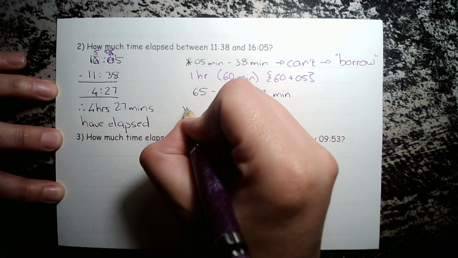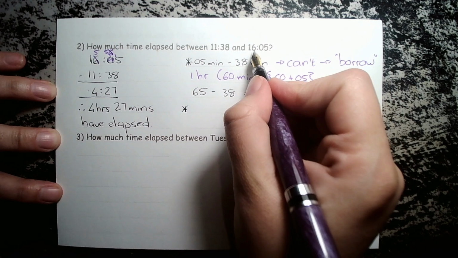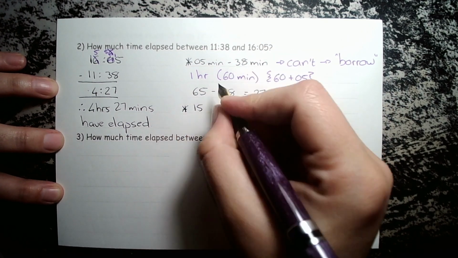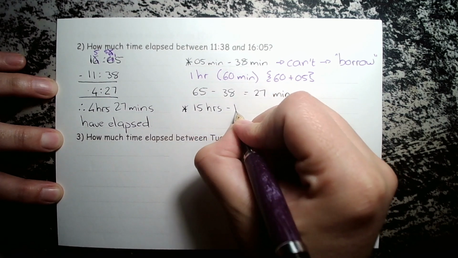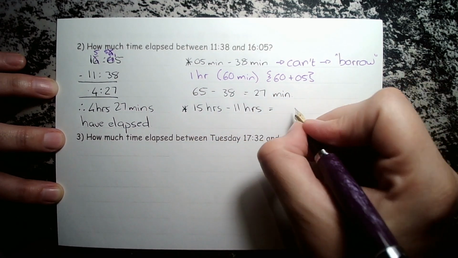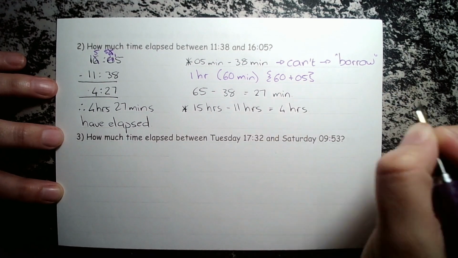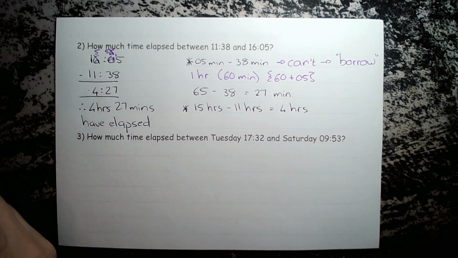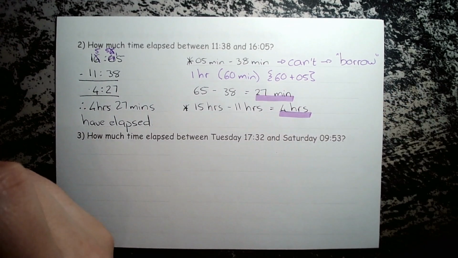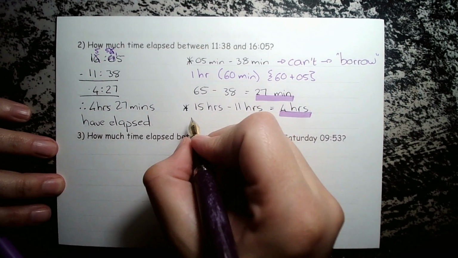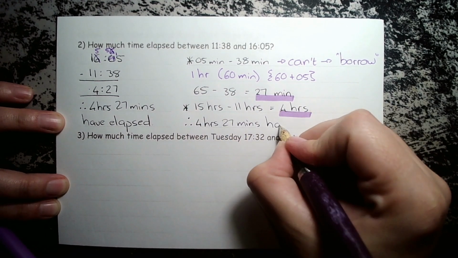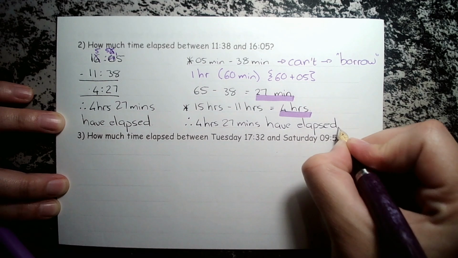Then we can do the hours. So we have now borrowed an hour from the 16. That means that it has become 15 hours minus 11 hours. And we have left over there 4 hours. That is part of our answer, and that is part of our answer. Therefore, 4 hours and 27 minutes have elapsed.